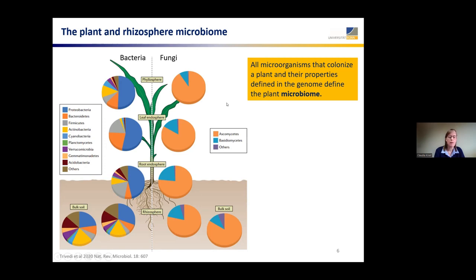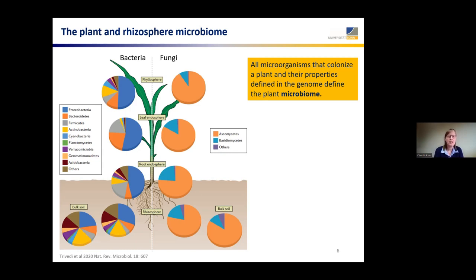So all these different plant compartments have somewhat different microbial communities, and altogether, these microbes is what we refer to as the plant microbiome. It covers the identity of the microorganisms and, in addition, the properties that these microorganisms have, which are defined by their genome. So that's the famous plant microbiome.